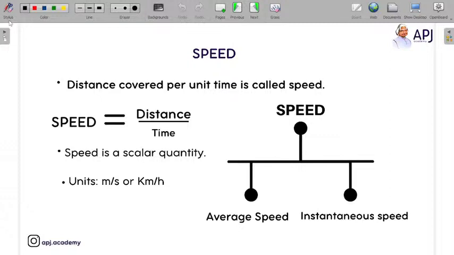Digital speedometers also only express your speed in kilometer per hour and no direction is added to it. So that means speed is a scalar quantity. It does not need any direction to specify it completely. Whereas on the other hand, velocity is a vector quantity. We will read in the coming slides about velocity as well.